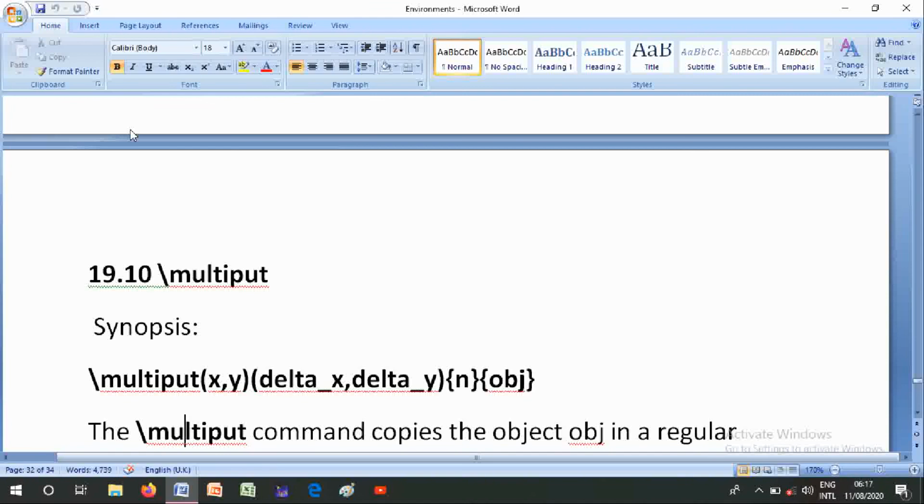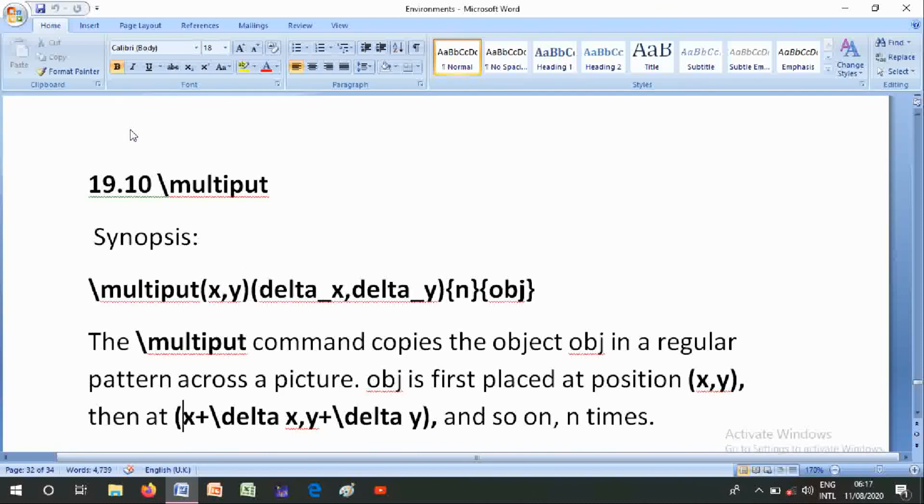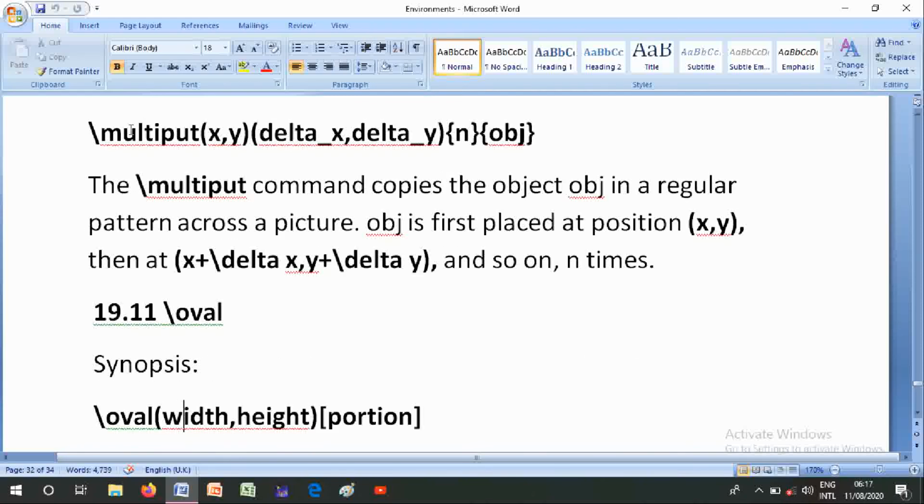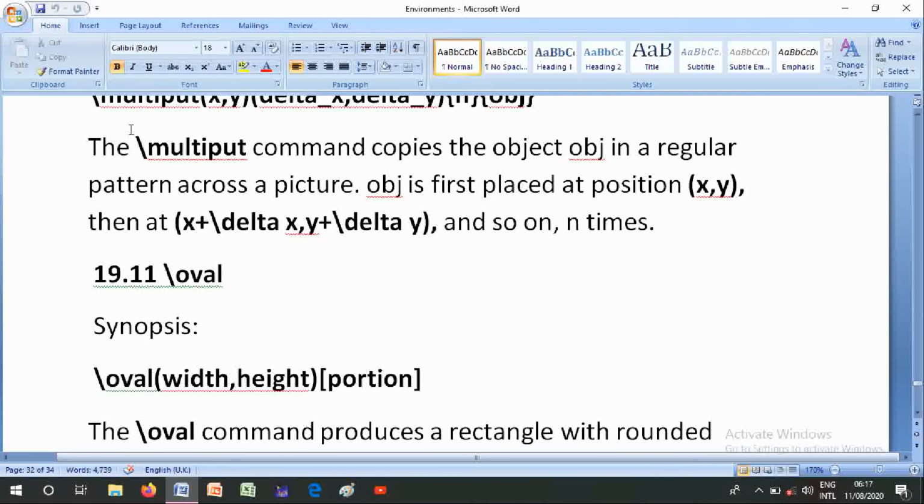19.10 is multiput. Its synopsis is \multiput(x,y)(delta x,delta y){number of copies}{obj}. The multiput command copies the object in a regular pattern across a picture. The obj is first placed at position (x,y), then at (x+delta x, y+delta y), and so on, for a total of number of copies.